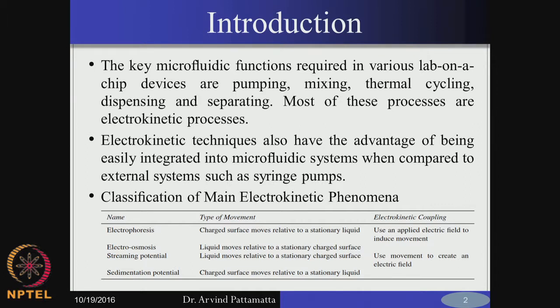You can also have a case where you have a movement and this can cause a change in the electric field, the electric potential. Those two come under what we call streaming potential or sedimentation potential. So, you have two types. In one, you apply an electric field externally and then you induce a flow. That comes under electrophoresis or electroosmosis.